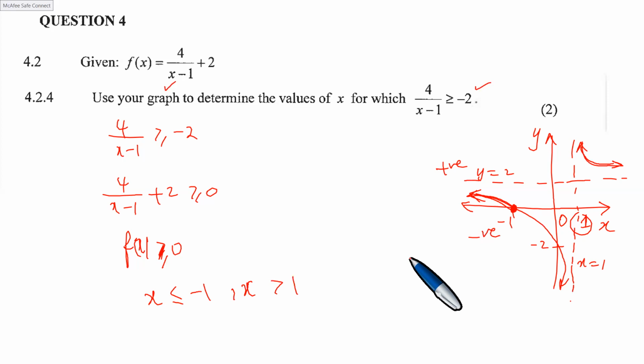So we have answered this question, but this question can also be written in terms of sets. You can use the set builder notation. You can use other notations to write the answer, because we're supposed to just use this to determine the values of x. So we have that.